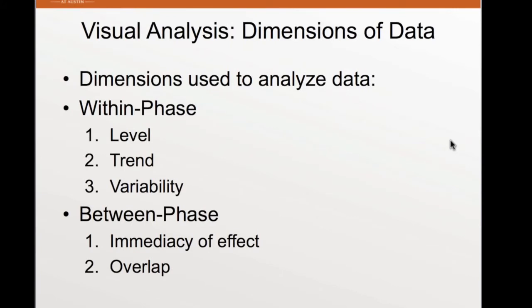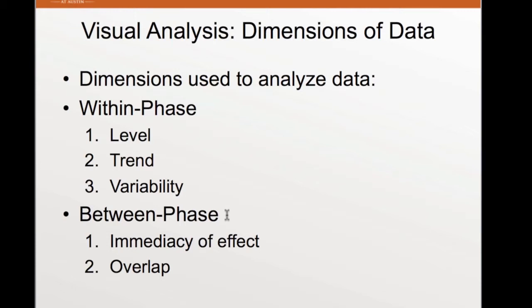So again, we have several dimensions that we use to analyze data when we are conducting visual analysis. We look within phase as the data are coming in and post hoc. We look at the level, so where the data fall on the graph. We look at the trend, so the direction of the data, either upward or downward. And we look at the variability or stability of the data within phase.